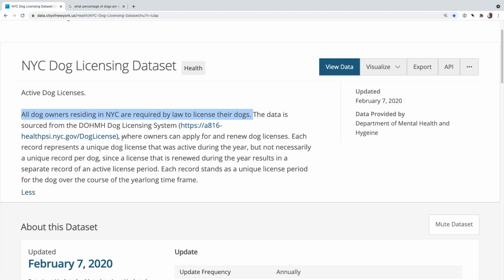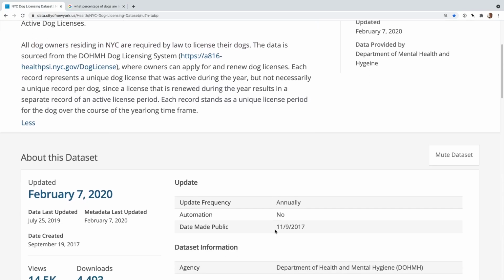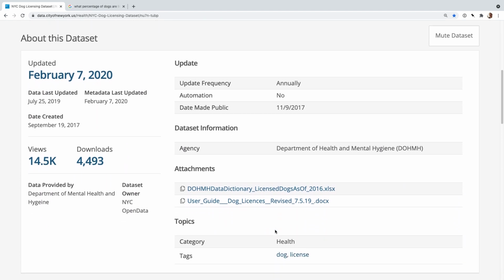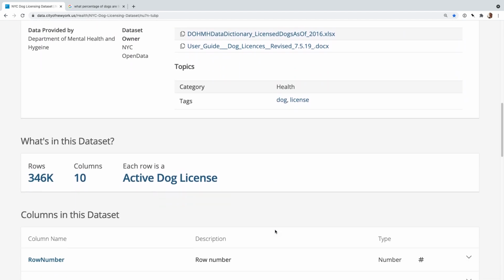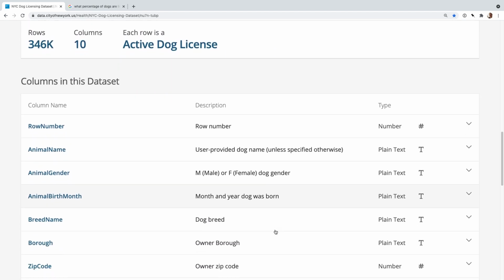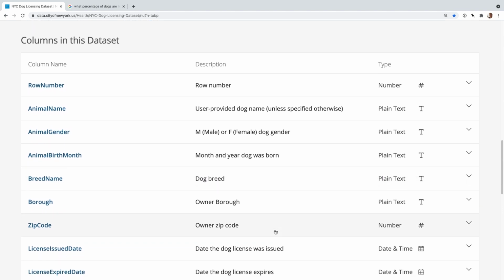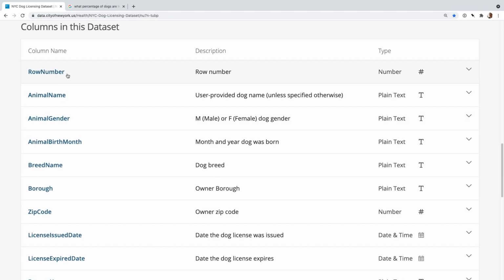Let's go back and look more at this data. Just scrolling down, you can see how many times it was downloaded. Okay, that's interesting. And here, this is important: columns in the data set. So we have row number, that's just the number of the row in the record. We have animal name, that's the user-provided dog name. Animal gender, male or female. Animal birth month, the month and year the dog was born.